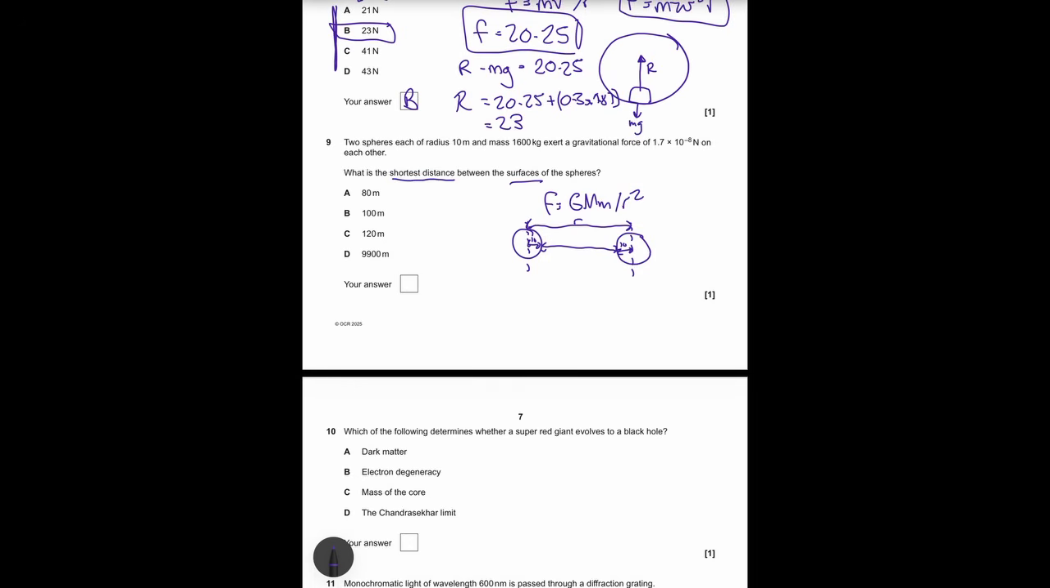So I'm not going to put numbers in the calculator for you, but basically you work out, F equals GM over R squared, rearrange to get R, and then you get R as about 100.22 and so on, and then I've got to remember to take away the 10 from each side, so the actual distance between them is going to be 80. So that is an option, so I'm happy that there's the right answer.